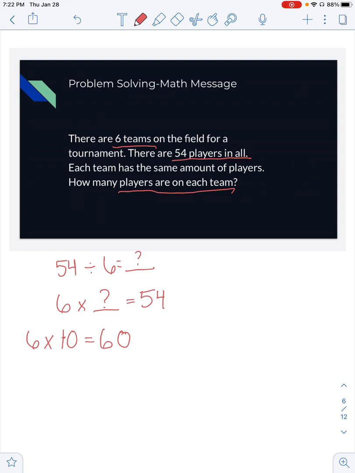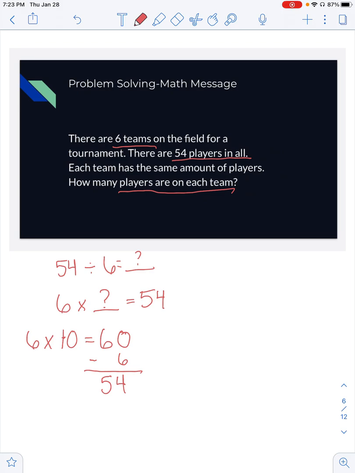And how close is it? Let's find out. What would I need to subtract from 60 to get to 54? 60 minus what equals 54? Or take away equals 54. Yes, so 60 minus 6 equals 54. Oops, I did not mean to put 56. 54.